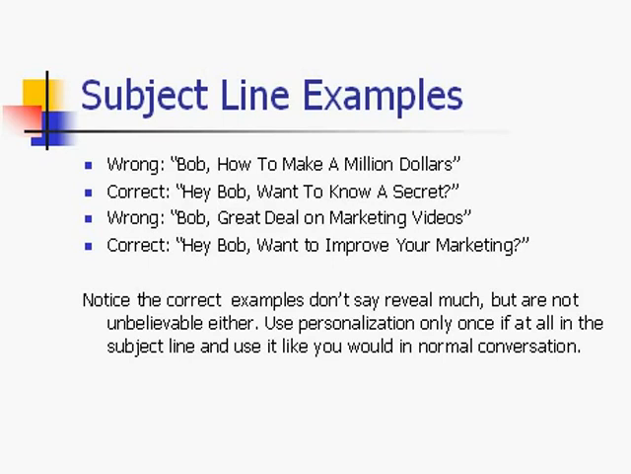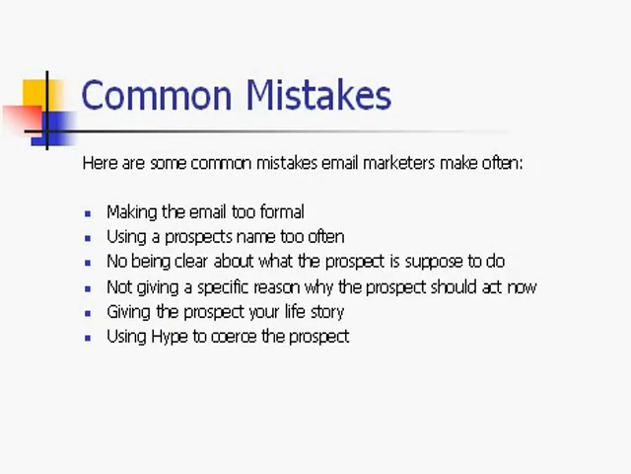Here's some common mistakes that email marketers make quite often. Making the email too formal. Remember, keep it conversational. Using a prospect's name too often. When you're talking to someone, to a friend or a buddy, you don't use their name every sentence, so don't use it in your email either.